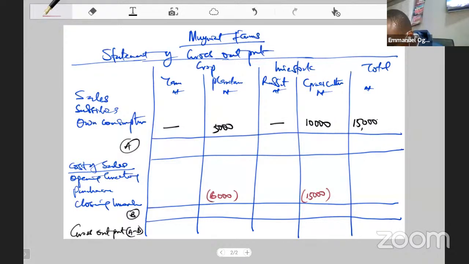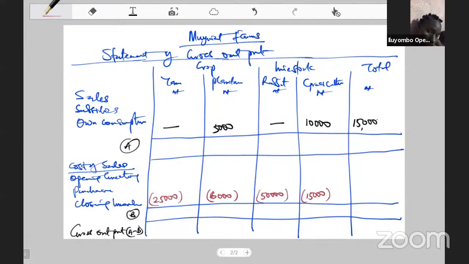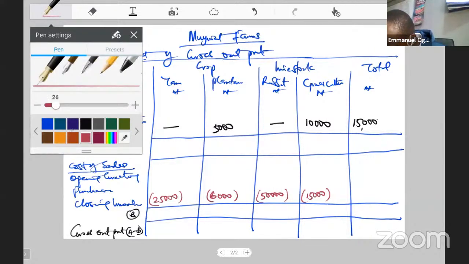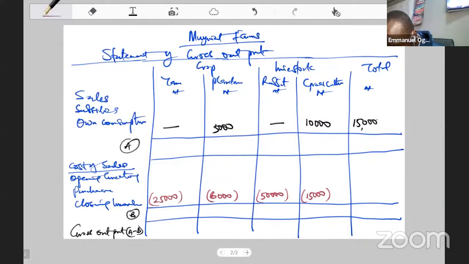For yam, how much? 25,000 naira. Then for rabbit, how much? 50,000 naira. We'll put it in brackets. So we are through with that. What is the next item that we have? Opening inventory. Okay, let's start.